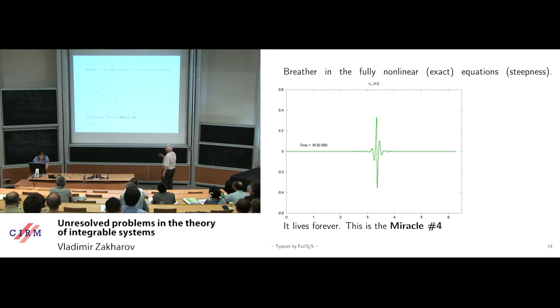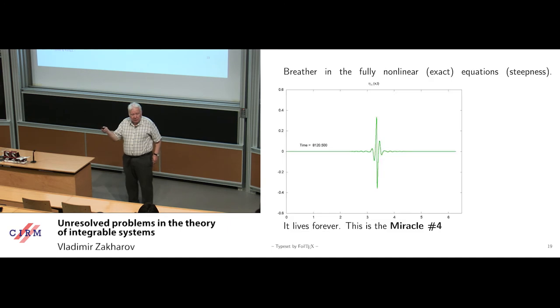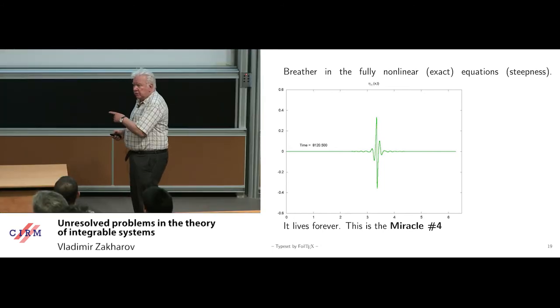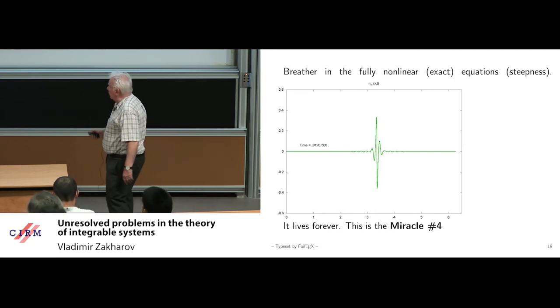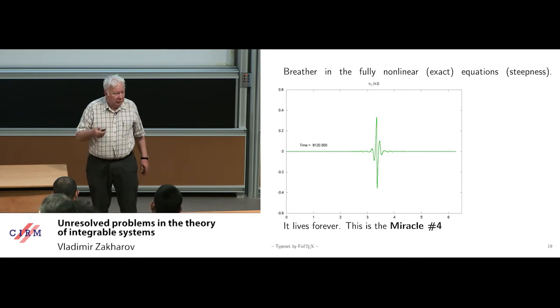Okay, this is a solution of the exact equation after conformal mapping. You see the propagation of a breather again. So the nonlinear Schrödinger equation is not applicable, because you cannot speak about envelopes. Anyway, it propagates for a thousand of its periods without backward generation.